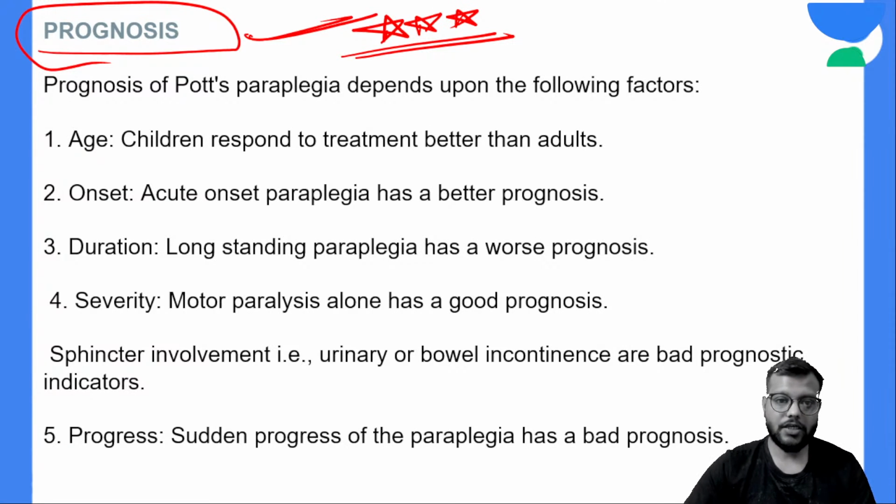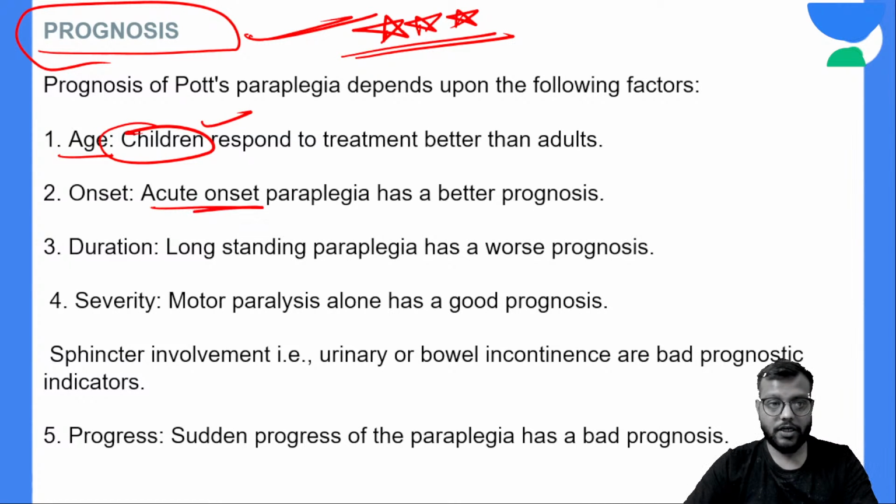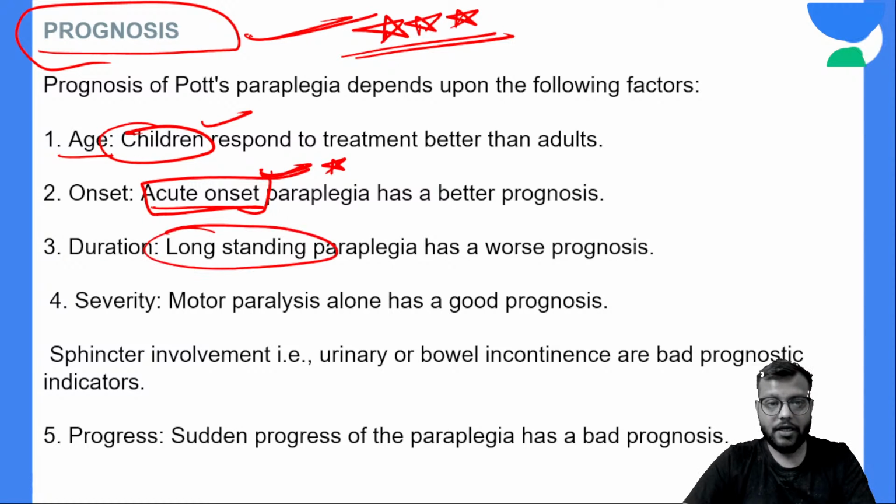Okay, so age, remember children का prognosis is good as compared to the adults. Acute onset has a better prognosis. Acute onset paraplegia has a better prognosis. Remember this. Duration, long standing paraplegia has a poor prognosis. So acute onset का prognosis is good, children का prognosis is good, long standing का prognosis is bad.